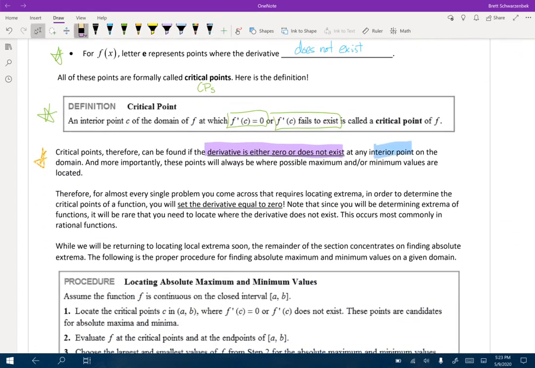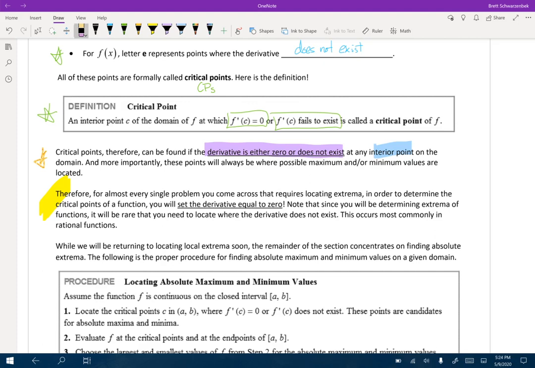Okay, so now we have to come down to a big summary here on the most important concepts. It says, therefore, for almost every single problem you come across that requires locating extrema, in order to determine the critical points of the function, you must set the derivative equal to 0. Okay, so that is a big deal. We must set that derivative equal to 0 because the derivative is the slope of the tangent, and we want it to be the case.